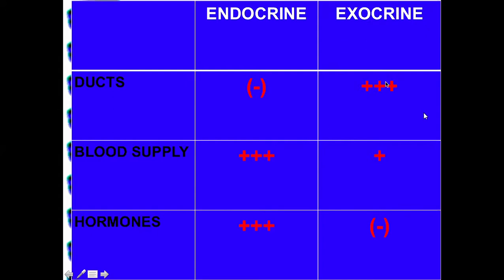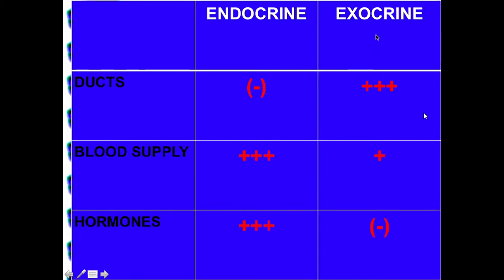How about blood supply? Here in the exocrine you have many ducts, while in the endocrine you have a lot of blood supply. Because they don't have ducts, they give their secretion to the blood. How about hormones? Hormones are special products produced by endocrine glands. The products produced by the endocrine glands are called hormones.